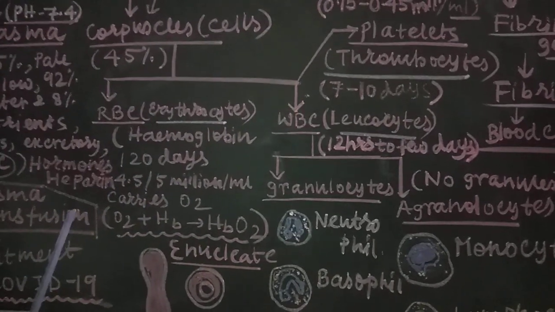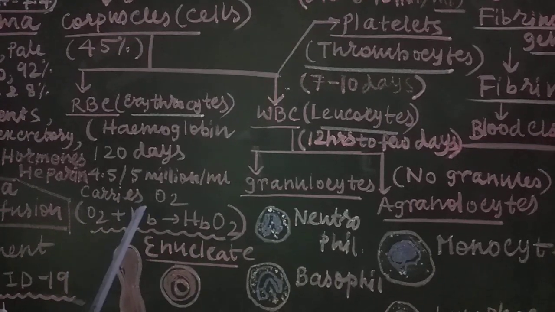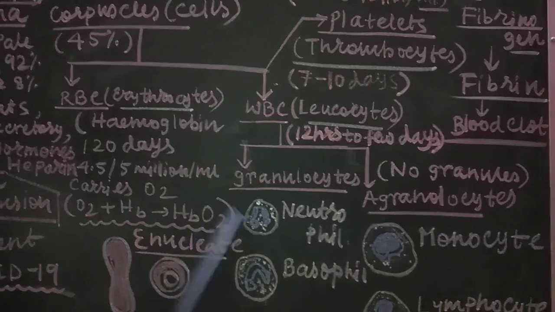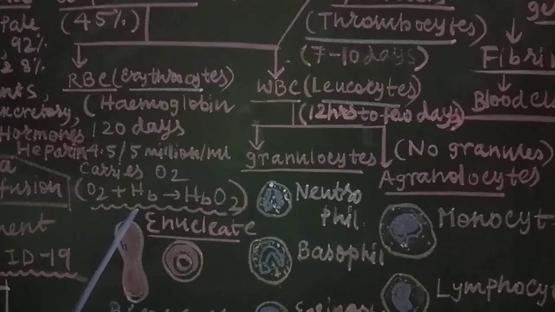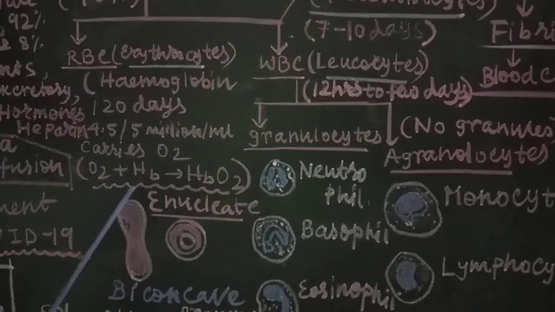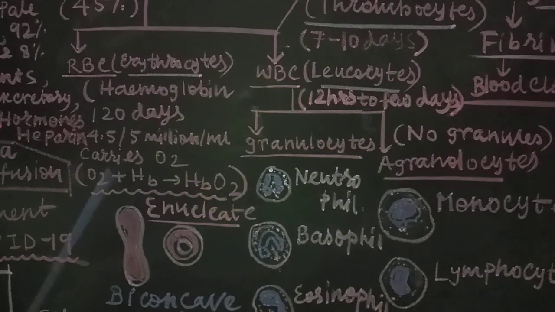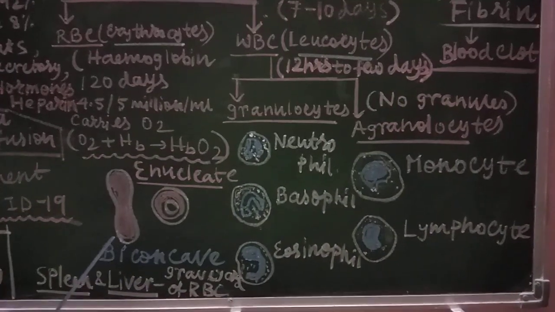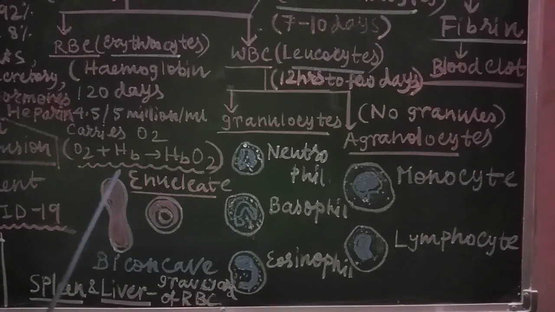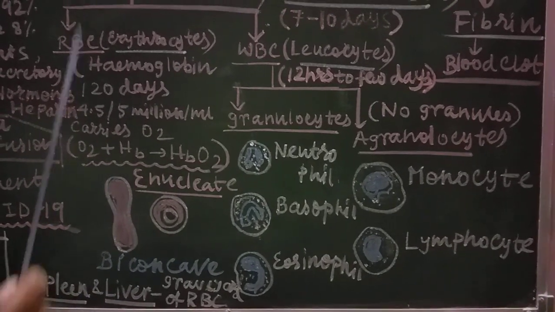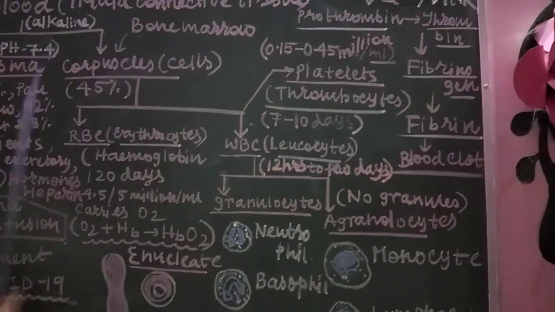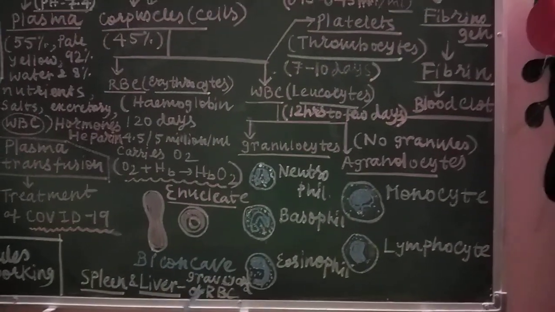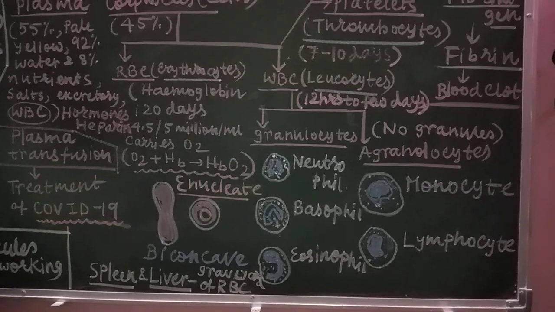It carries oxygen. How? They form a compound, oxyhemoglobin, by which they transport oxygen to different cells. They are enucleate because they do not have any nucleus. Remember that RBCs are the only animal cells without any nucleus. They have a biconcave shape. These RBCs are produced in the bone marrow, and they are destroyed in the spleen and liver. That's why the liver or spleen is called the graveyard of RBC.